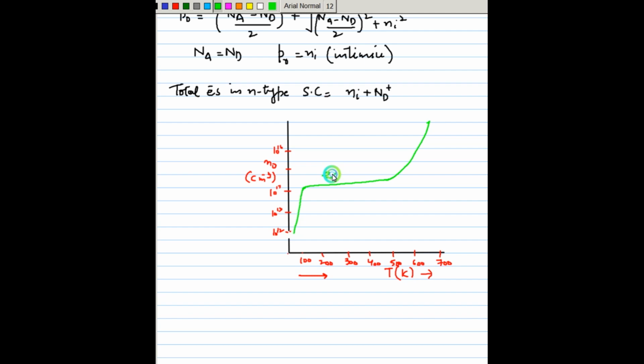So here we'll have the extrinsic characteristics, and here it will be intrinsic characteristics. At the start, it will be carrier freeze out. Here it will be partial ionization. Here it will be complete ionization, along this part. Here the characteristics would be extrinsic, and when the temperature is increased further, it would be intrinsic, because Ni dominates when the temperature becomes greater. That's why I repeatedly tell you that Ni is a function of temperature, and it varies as the temperature raised to the power of 3 by 2.